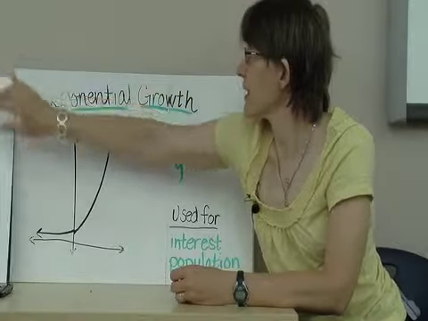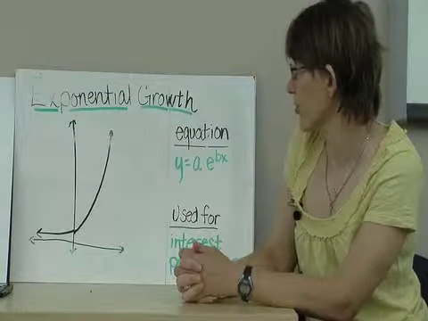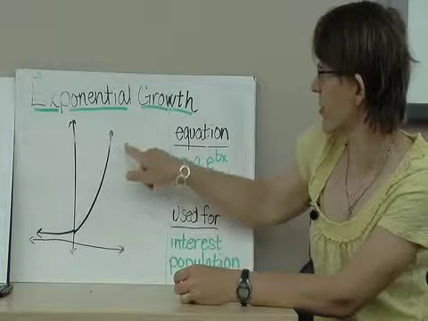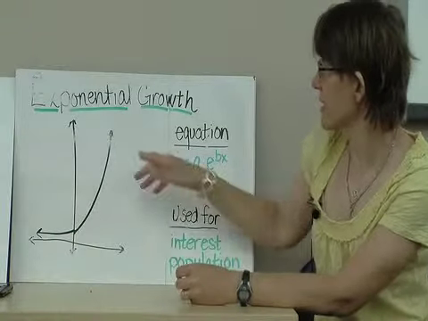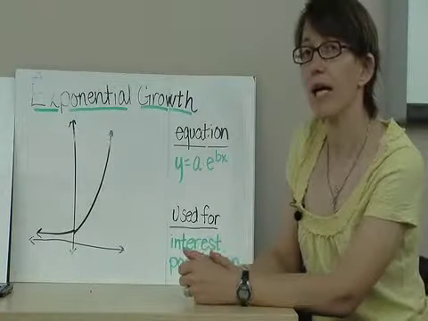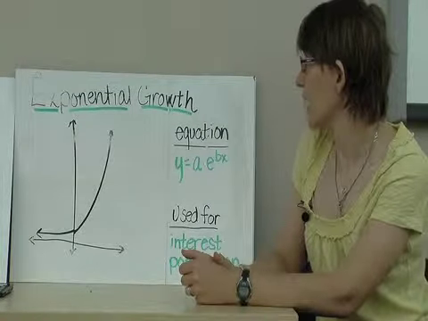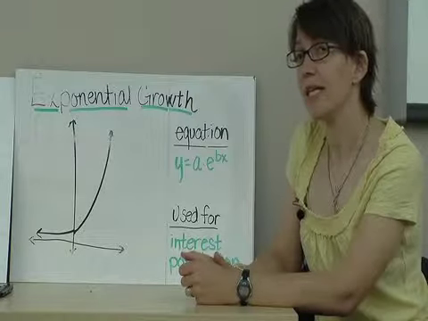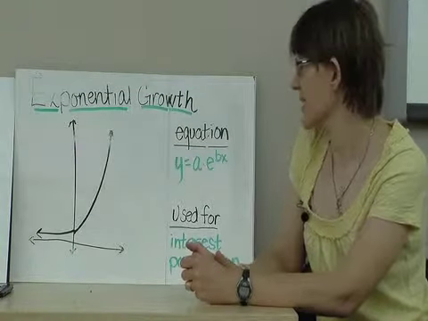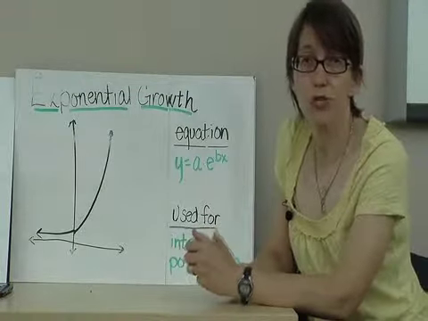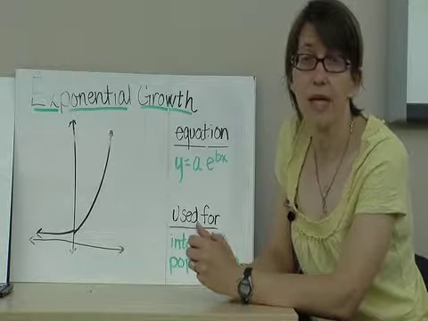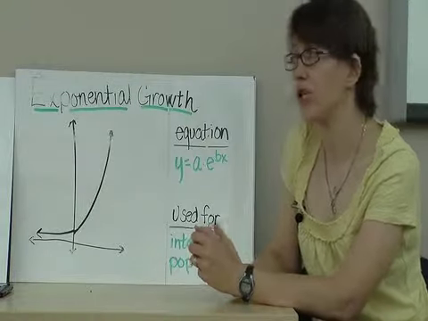The first one is exponential growth. Okay, exponential growth we're very familiar with. Looks like this. I've made mine with base e. So the equation for this graph is y equals a times e to the bx power. This is used for compound interest, and it can also be used for population growth.